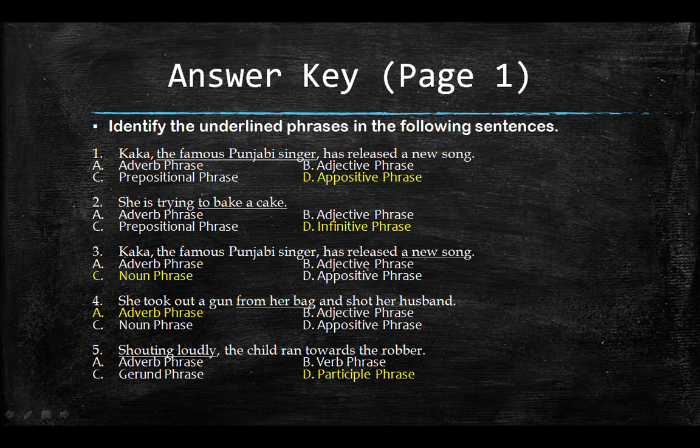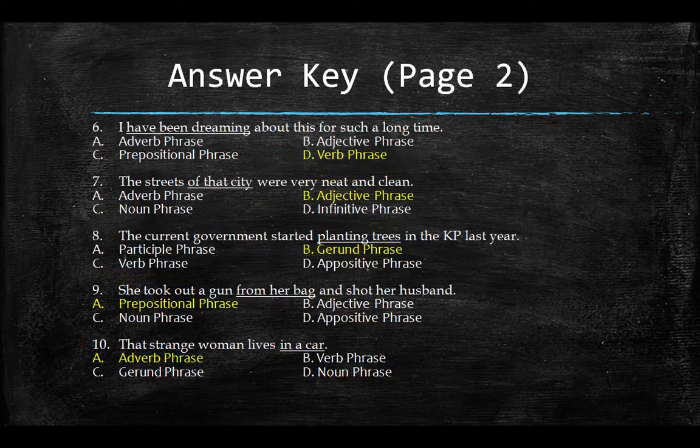What is the subject of this sentence? What's happening? Somebody is running. Ran towards the robber. Who ran? The child ran. So the child is the subject. Shouting is not the subject. What is shouting loudly telling us about? It's telling us about the child. It's modifying the child. So it's participle. That's why it's participle.